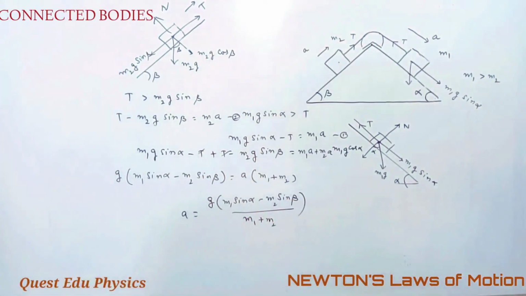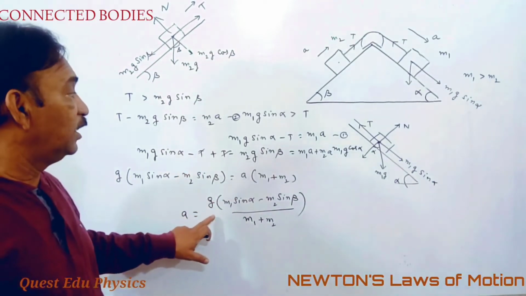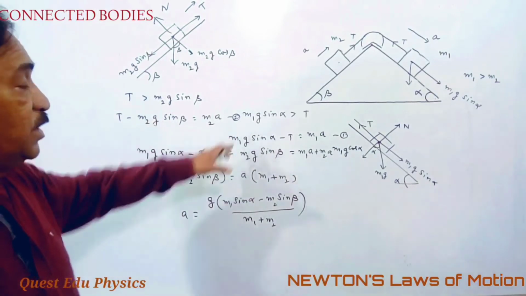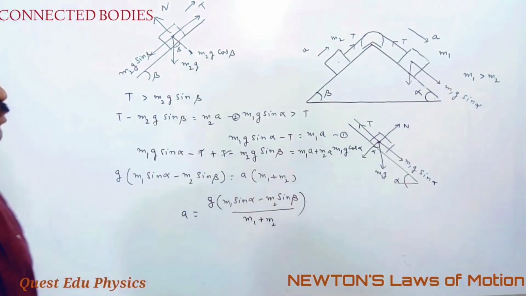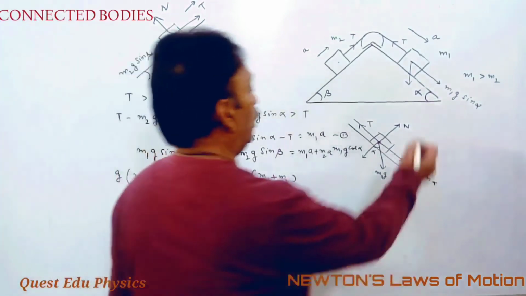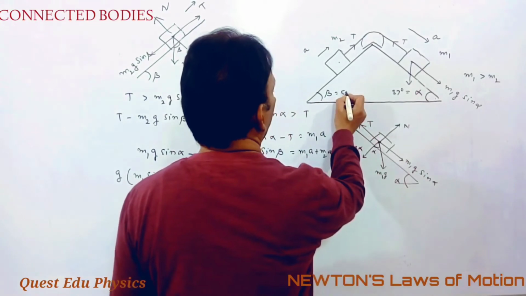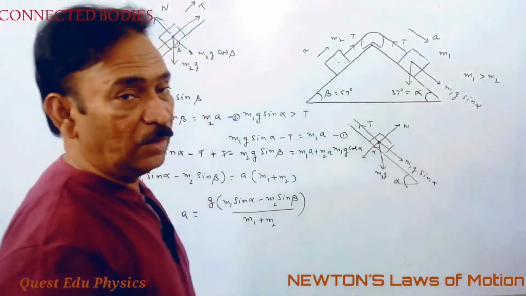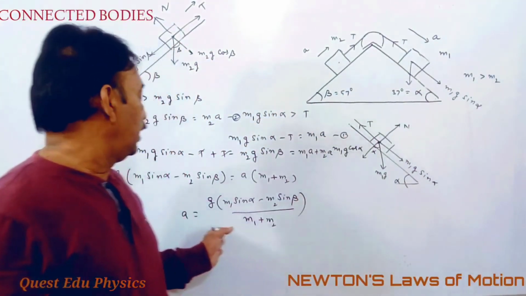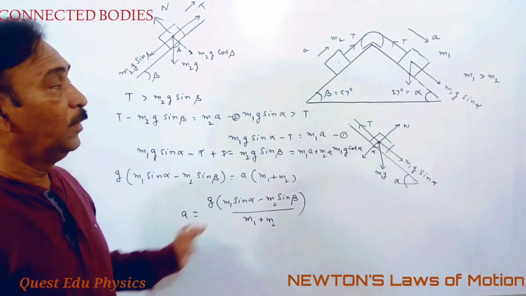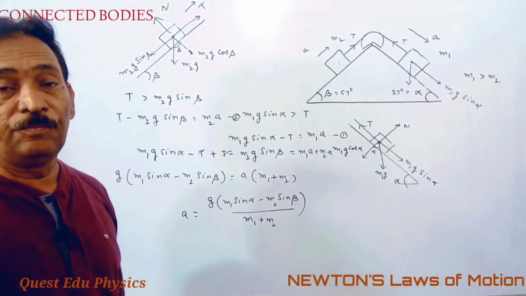Okay students, with this equation you can find out the acceleration. If you substitute the acceleration in one of the equations, you will get the tension, and you can do the numericals also. For example, you say it is 37 degree and it is 57, then you can find out the acceleration of the system if you give the mass.